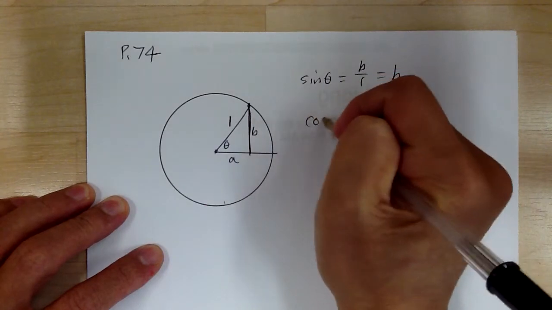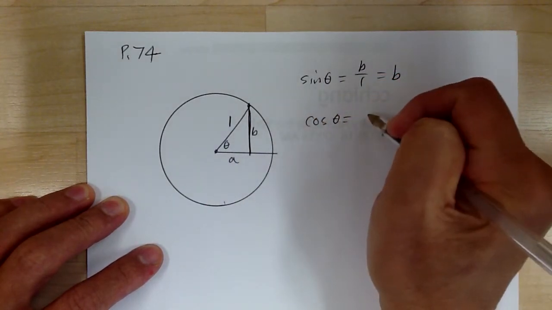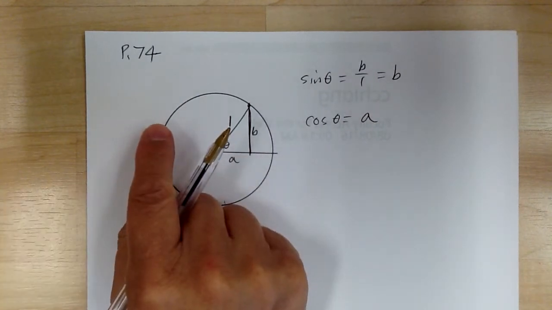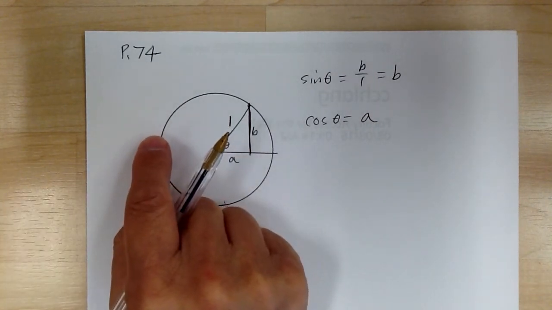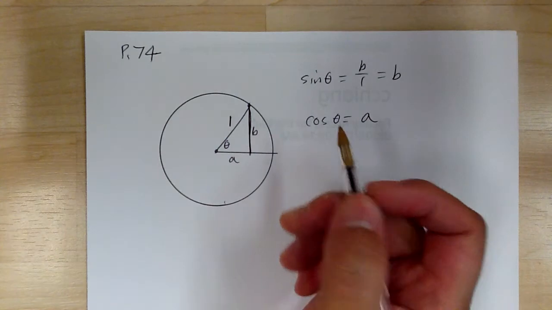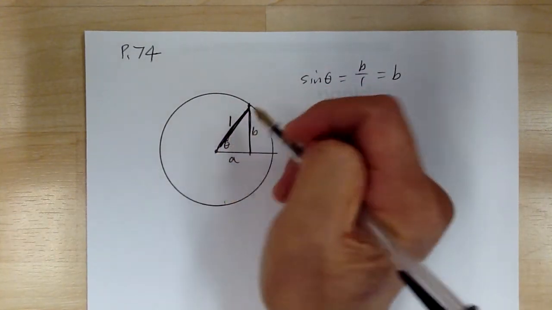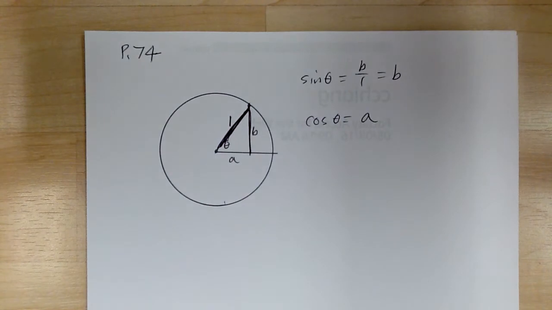And same thing with cosine. So cosine theta simplified into just A. Okay. So that is on page 75, the picture. That's where the things came from. But you can use any number for the radius of a circle. So you try to be flexible. The more flexible you are, the easier it is for you to solve problems.